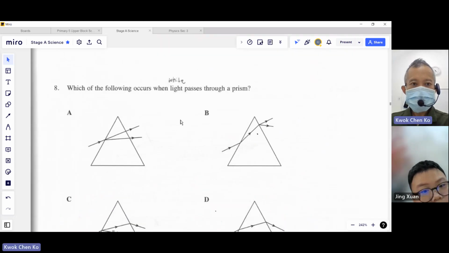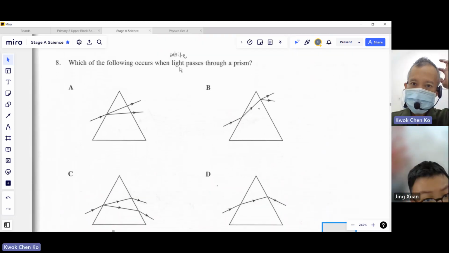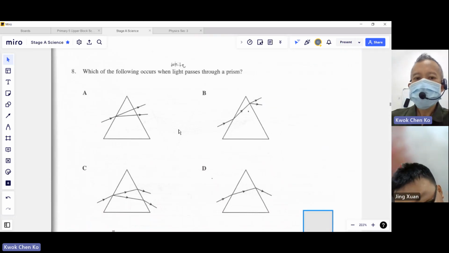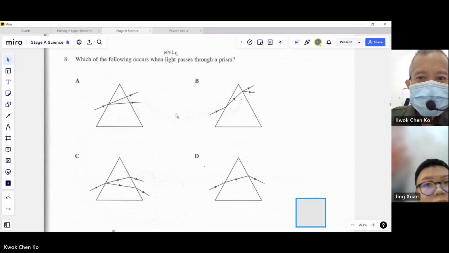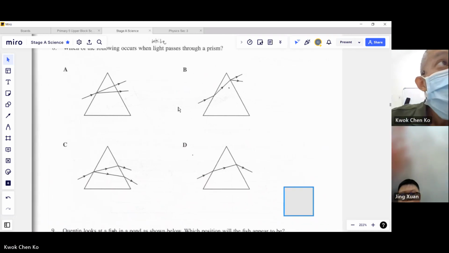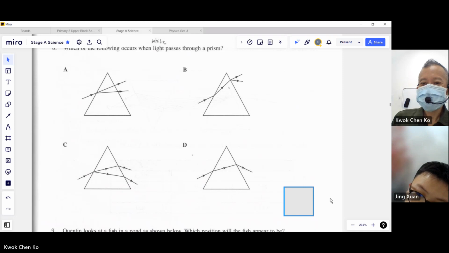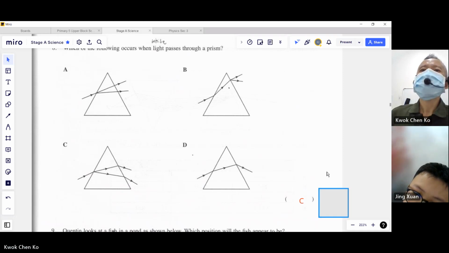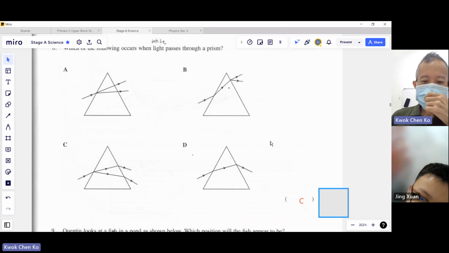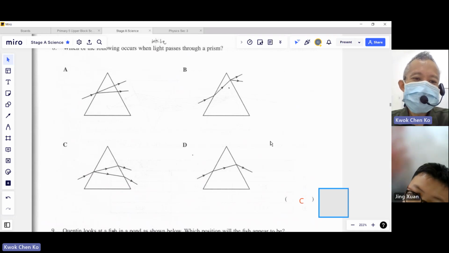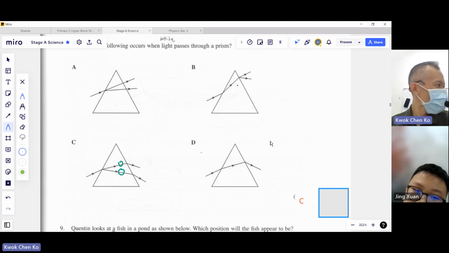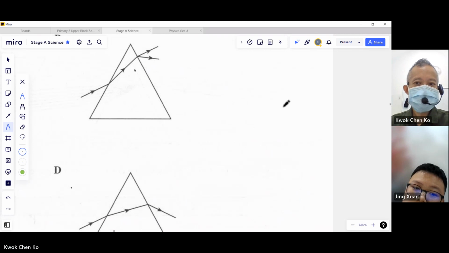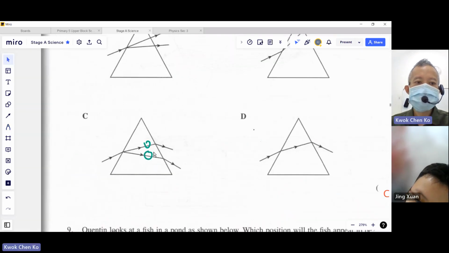How about number 8? Which of the following occurs when white light passes through a prism? B, yeah. All right, it should be C, but why C? What is this? What are these two? What is this and what is this? Red and violet, good. Which one is red? Which one is violet?